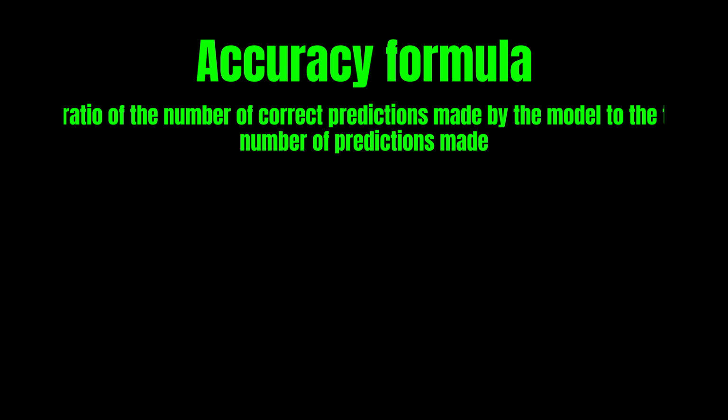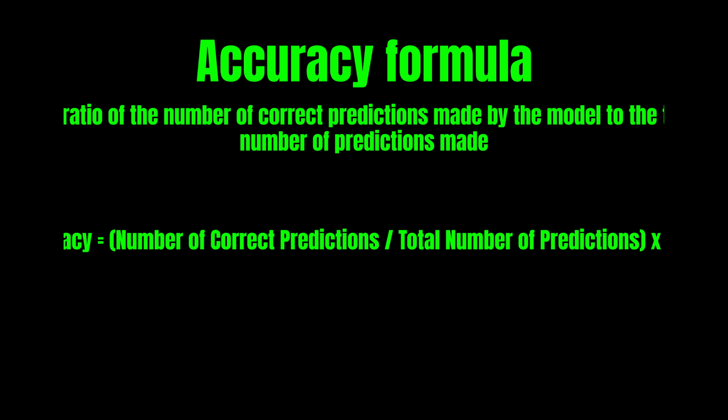It is the ratio of the number of correct predictions made by the model to the total number of predictions made. Mathematically, it can be expressed as follows. Accuracy equals the number of correct predictions divided by the total number of predictions times 100%.